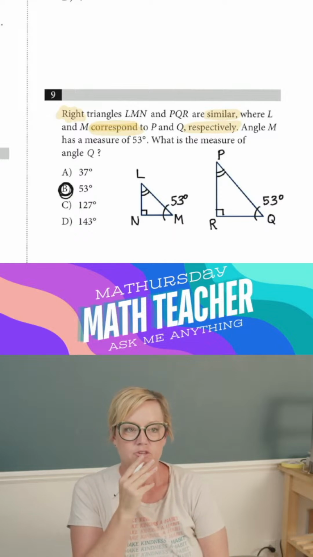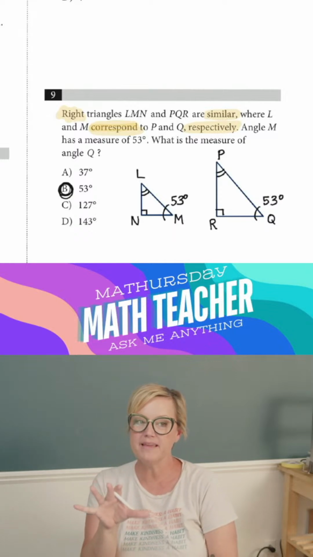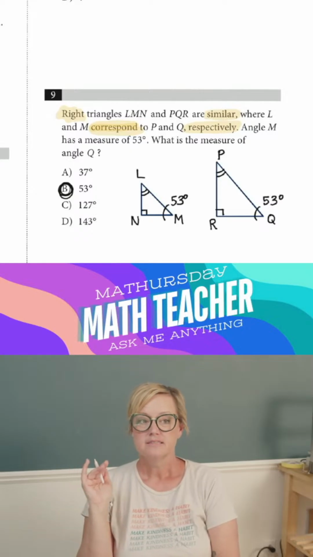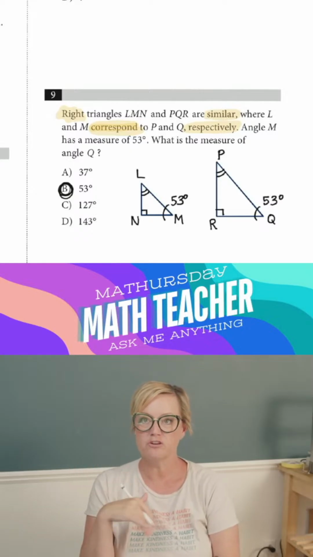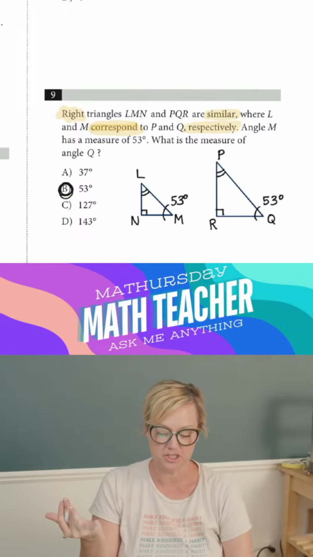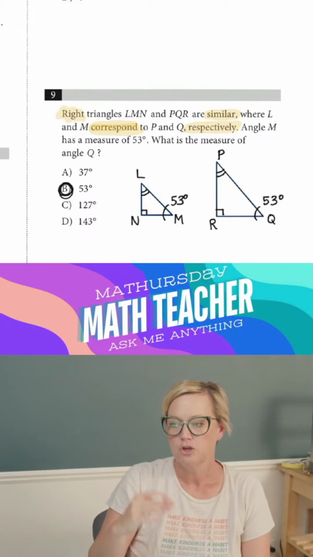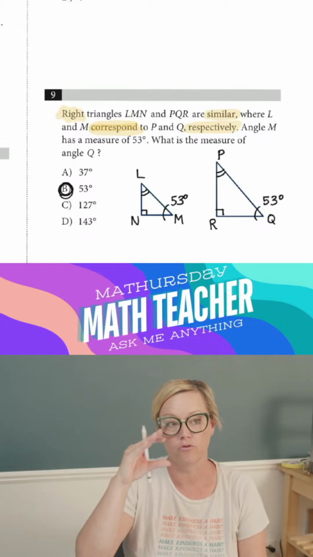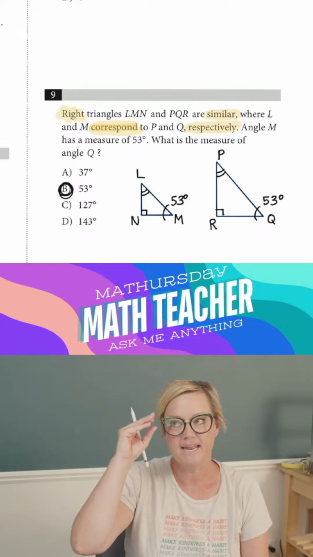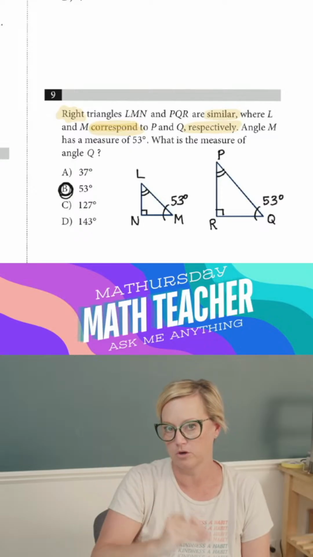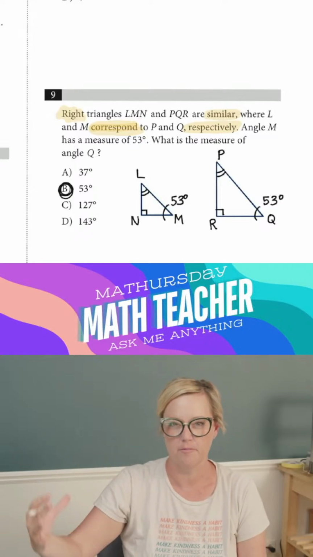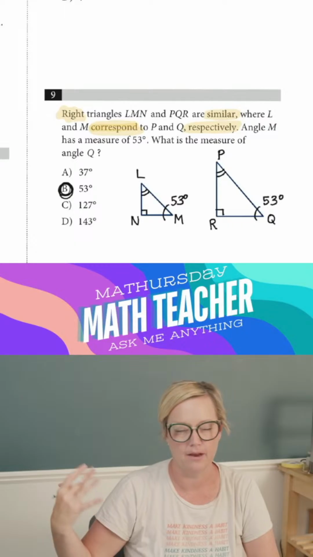Okay. So similar doesn't mean the same everything. When you're talking about a mathematical definition, similar means same shape, different sizes. So the angles are congruent, but the side lengths are proportional. So it's like double the size or triple the size or 1/3 the size, whatever you want to do.